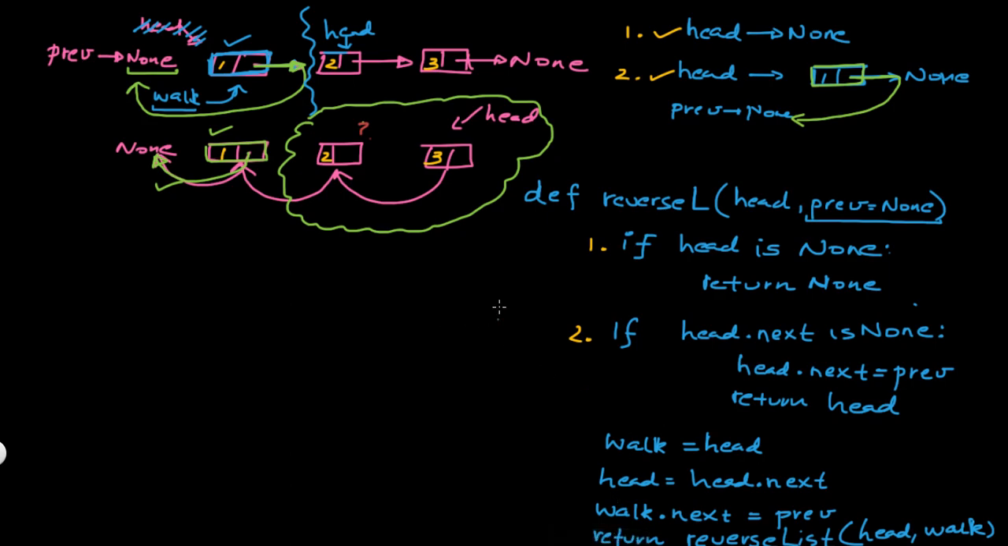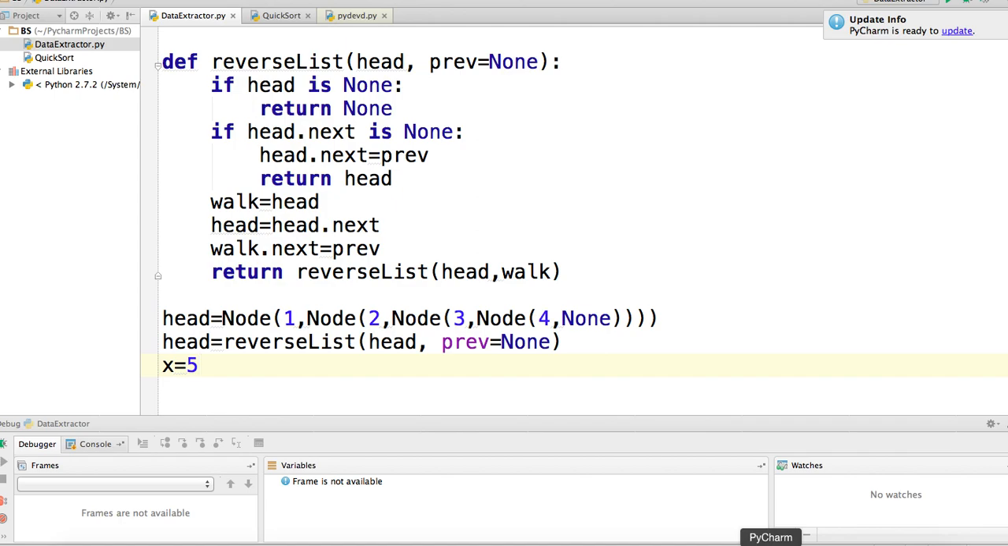Okay. So this is the actual code. This is the actual code that takes care of a reversal of a linked list using recursion. Okay. Now let's do this. I want to show you this actual code in Python. So I'm just going to open up my Python shell here.